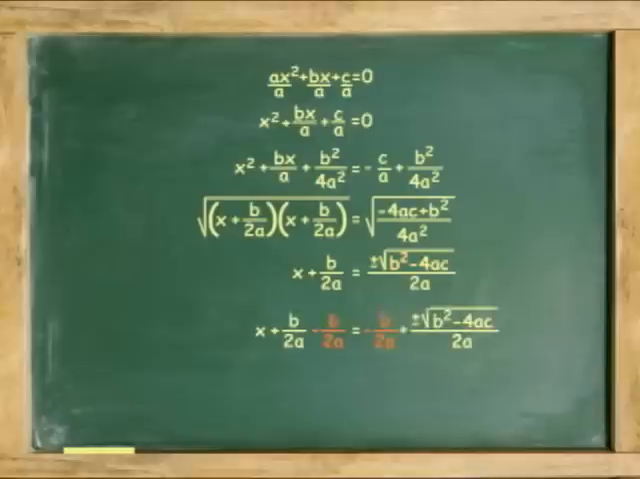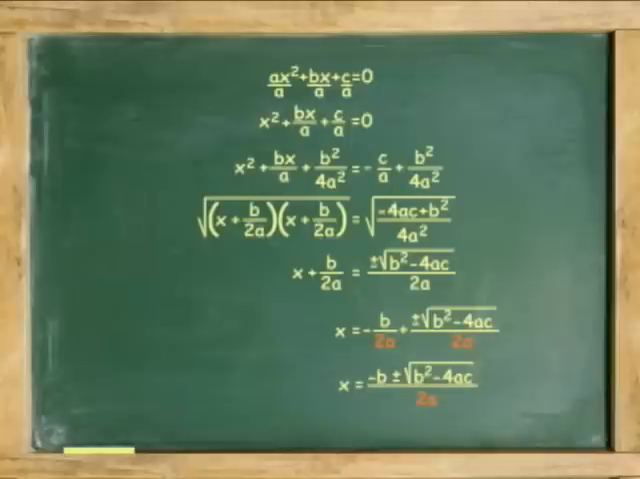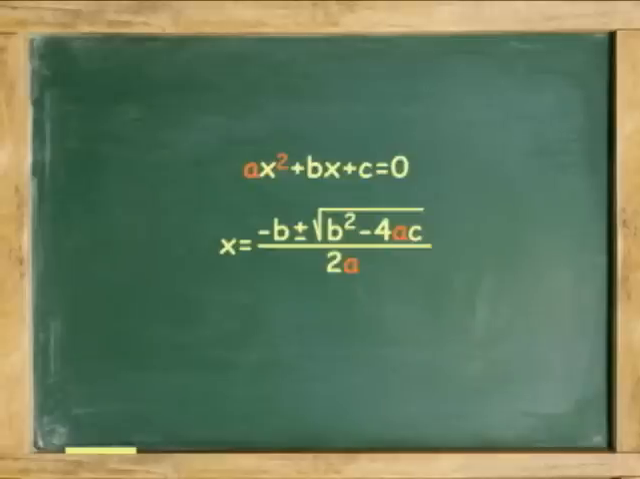Step 6. Solve for x by subtracting b over 2a from both sides. Because both expressions on the right-hand side of the equation have the same denominator, place both numerators over the same denominator. This is the formula for quadratic roots. x is equal to negative b plus or minus the square root of b squared minus 4ac, the whole thing divided by 2a, where a is the leading coefficient, the quadratic term. b is the coefficient of the middle or linear term, and c is the last or constant number.